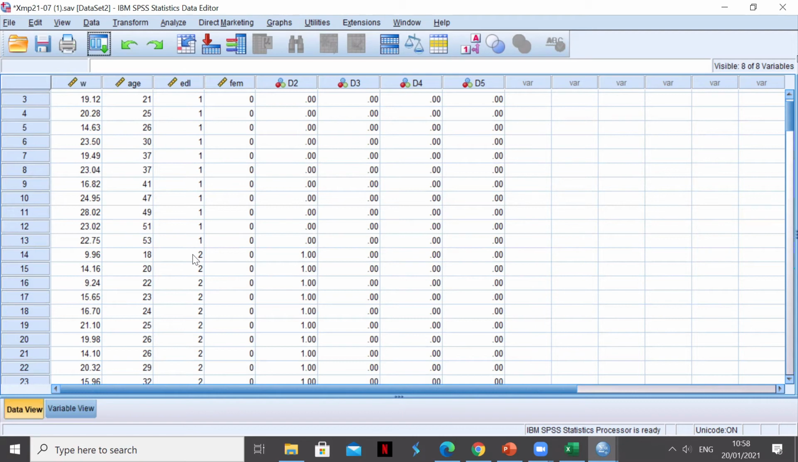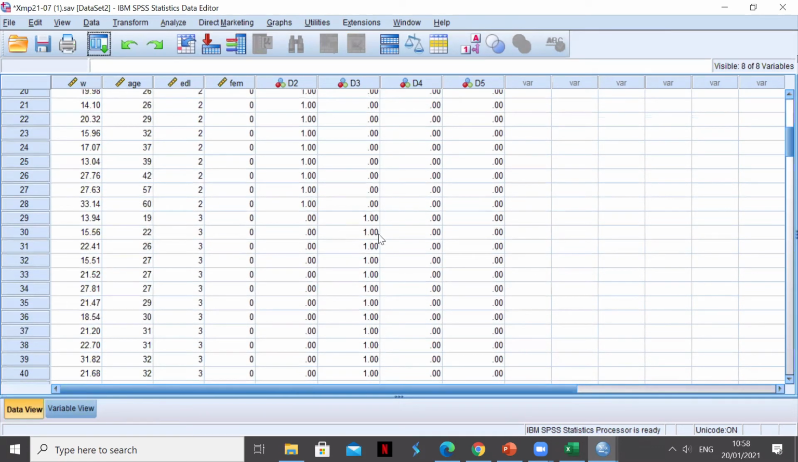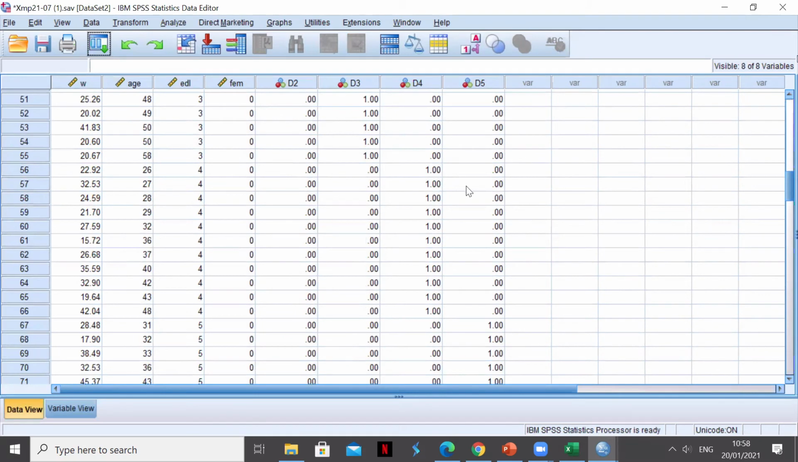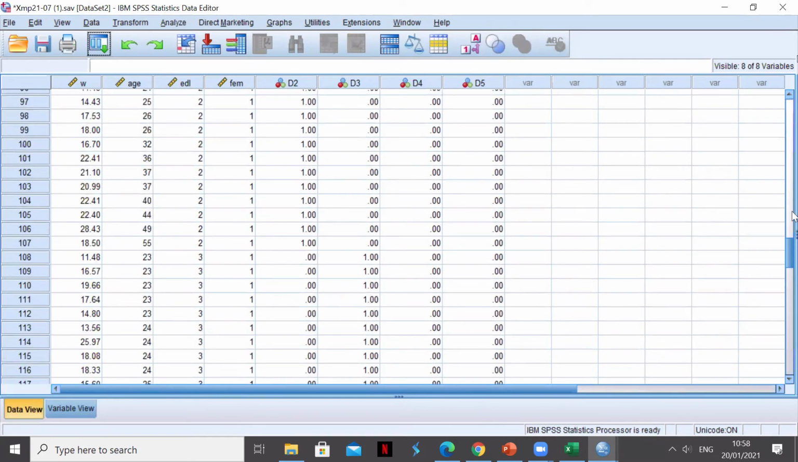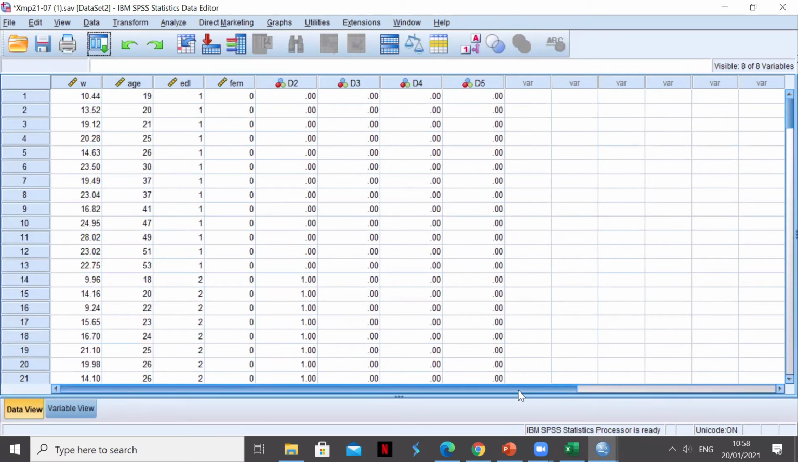The dummy variable 2, so the second education level, should of course give 1 if your education level is 2, and it does. And for the third one, it should be 1 if your education level is 3, and it does. And for the fourth and the fifth, it does so as well. Here it starts over again, so yeah. But I think you get the point.